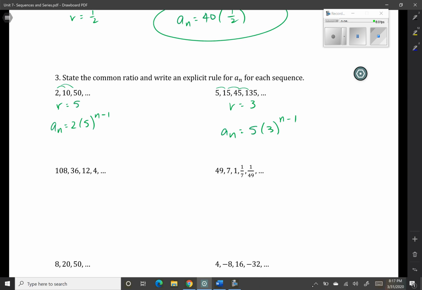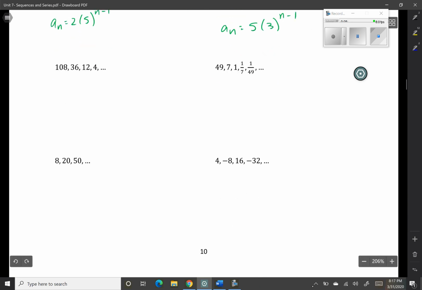Go ahead, try the next two. They're a little bit more challenging. Same idea, though. Pause the video and try them and see what you get. All right, so let's see how we did here.